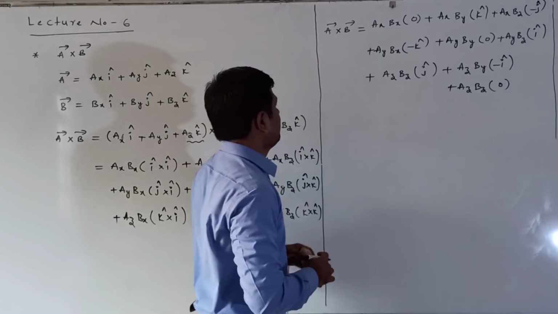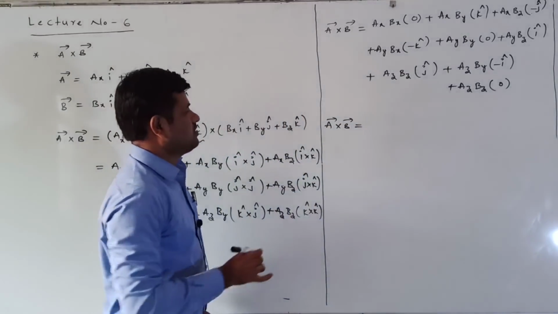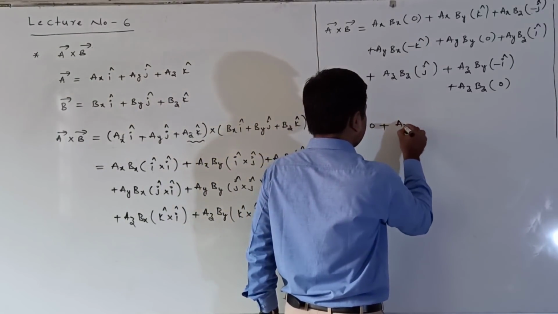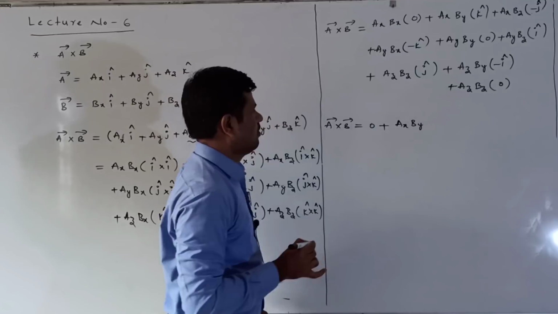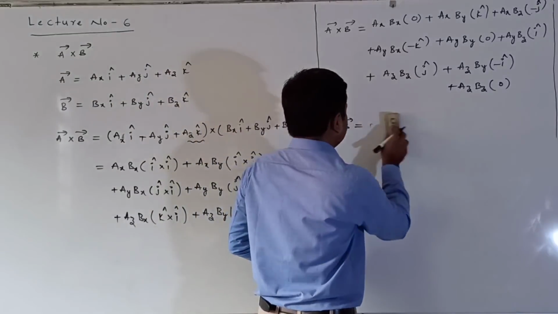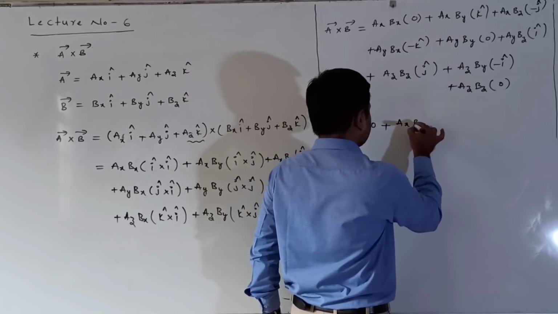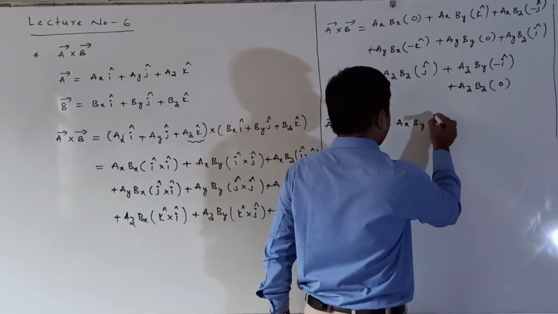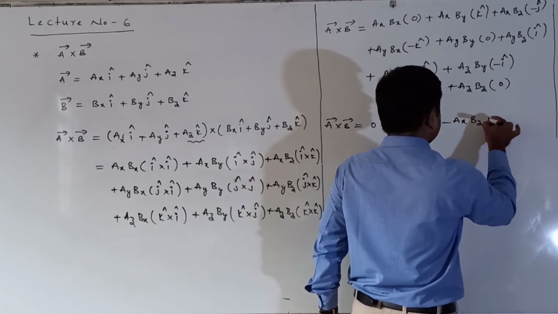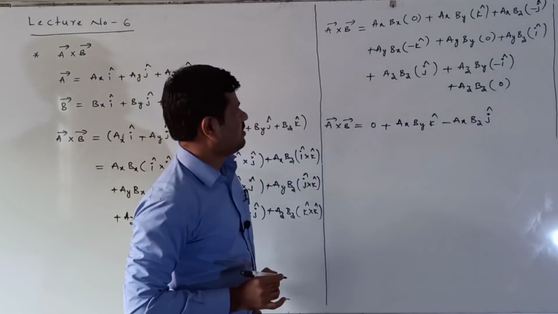Next, see here. Now a bar cross b bar is equal to 0 plus ax by. I am taking the i cap terms first. Listen clearly. This is 0, remaining we can write like this: 0 plus ax by into k cap, minus ax bz into j cap.